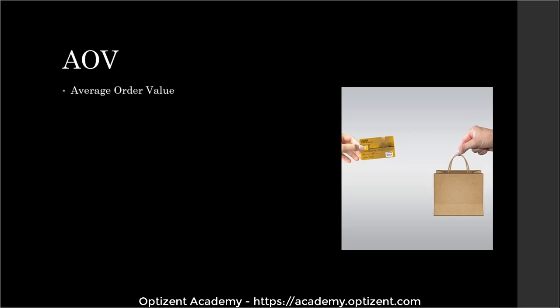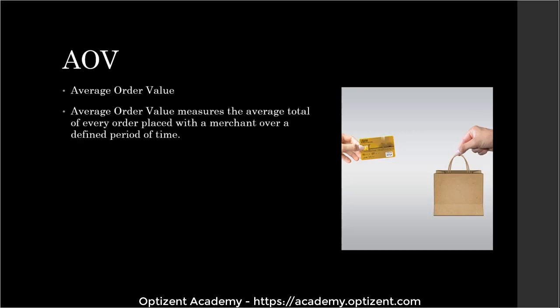AOV. AOV stands for Average Order Value. Average order value measures the average total of every order placed with a merchant over a defined period of time. Average order value is calculated by taking all the revenue within a specified period of time and dividing by the number of orders within that specified period of time. That'll give you the average order value for that time frame. It could be a month, week, year, whatever time frame you want to calculate the average order value for.